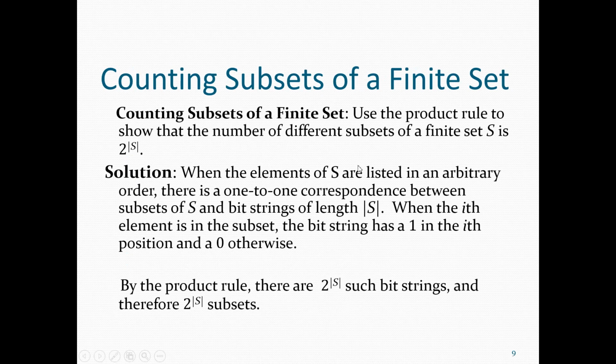Next, counting subsets of a finite set. Use the product rule to show that the number of different subsets of a finite set S is 2 to the power |S|, that is, the number of elements in S. When the elements of S are listed in an arbitrary order, there is a one-to-one correspondence between subsets of S and the bit strings of length |S|. When the ith element is in the subset, the bit string has 1 in the ith position, and 0 otherwise. So by the product rule, the total number of subsets is 2 to the power |S|.